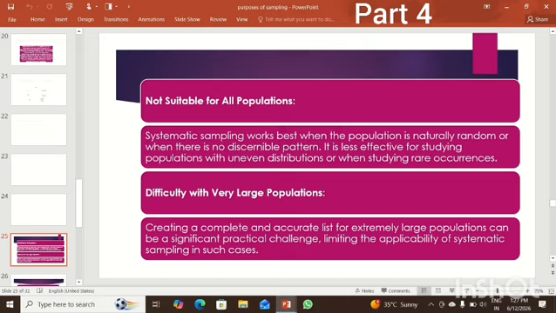Difficulty with very large populations. Systematic sampling, as it is mentioned here in the disadvantages, has difficulty with very large populations. Creating a complete and accurate list for extremely large populations can be a significant practical challenge, limiting the applicability of systematic sampling, as the major characteristic of a sample should be that it should be concise, it should not be very big, limiting the applicability of systematic sampling in such cases.